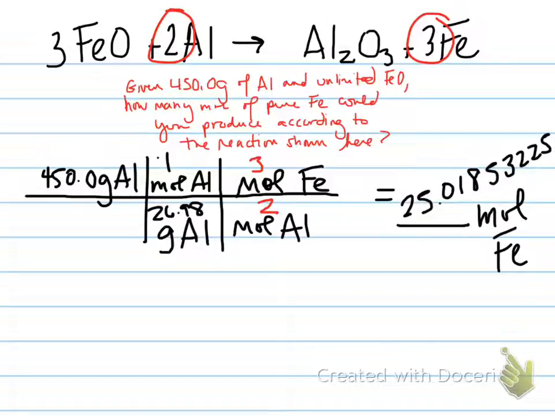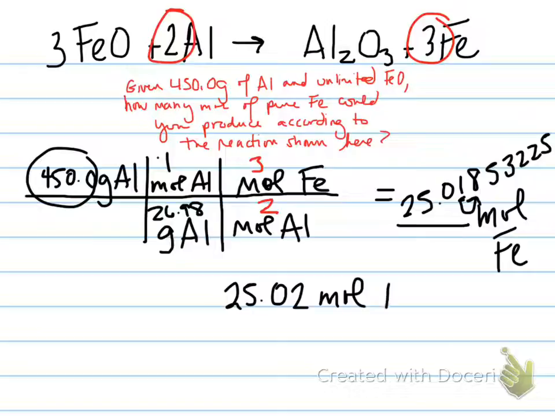Okay, 25.0185325. Sound more like it? Okay. How many sig figs do we have? 4. So we're looking at this. So our final answer is going to come to here but be rounded based on that. Our final answer would be 25.02 moles of iron.